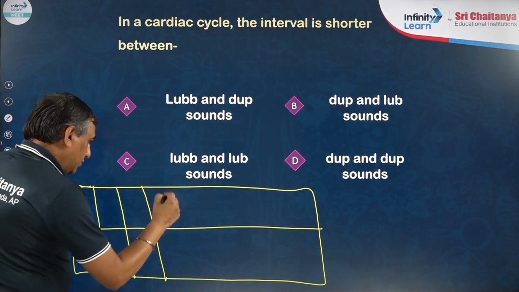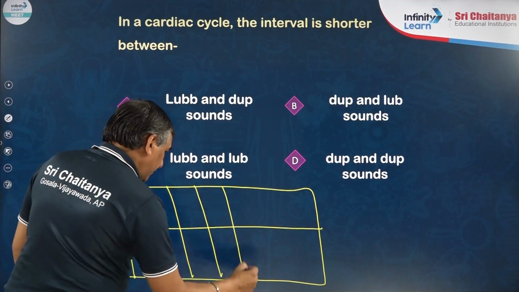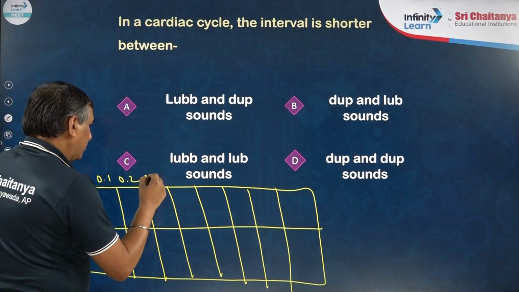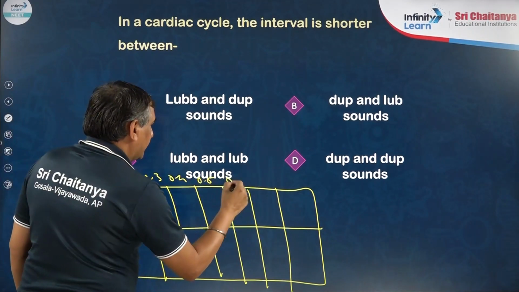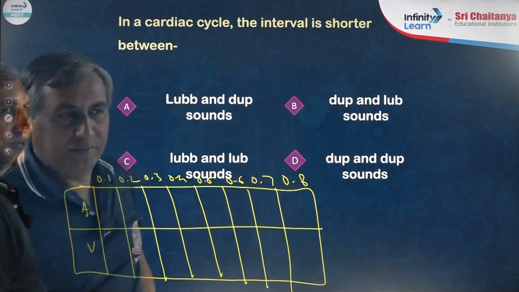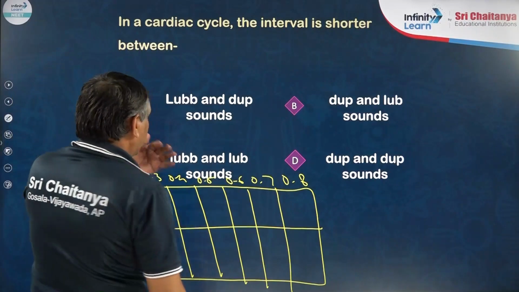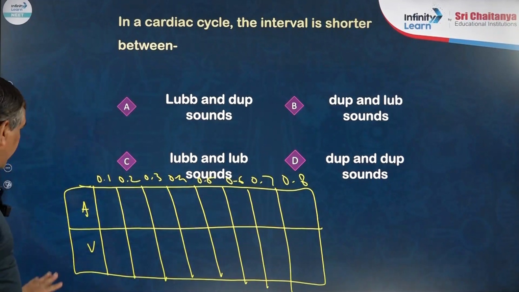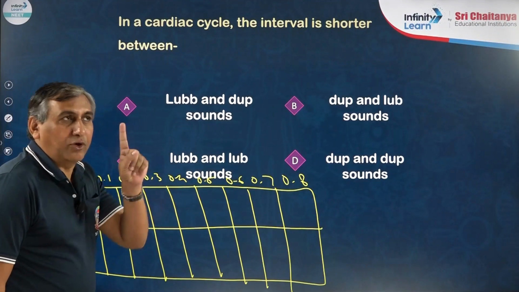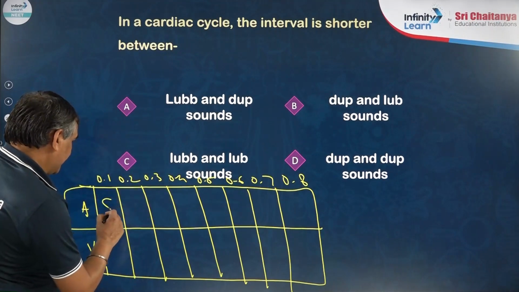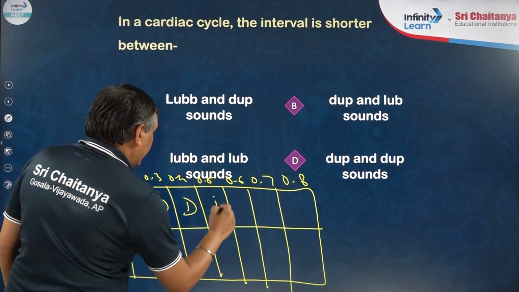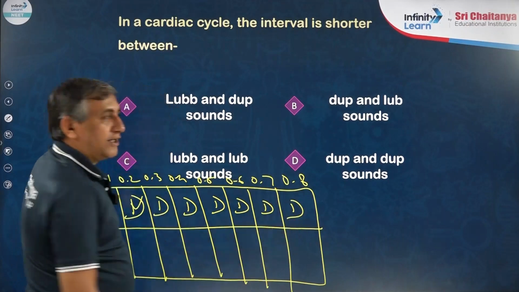0.1, 0.2, 0.3, 0.4, 0.5, 0.6, 0.7, 0.8. I will not say the answer, I will explain all the answers, so it will help you. Whatever type of question comes, you will be able to recognize it. See, if I ask what is the duration of atrial systole? 0.1. So systole means in the remaining time, 0.7, that is the diastole. So I represented it as diastole.